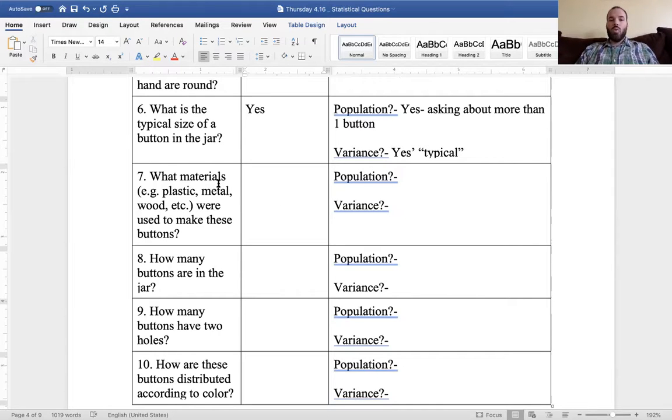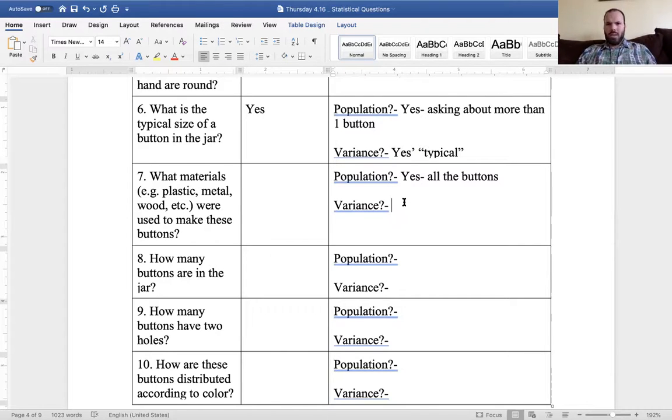Yes, this is. What materials were used to make these buttons? Is this about a population? Yes, it's about a population. It's about all the buttons. Is there going to be more than one answer? This is where I would say either yes or no.